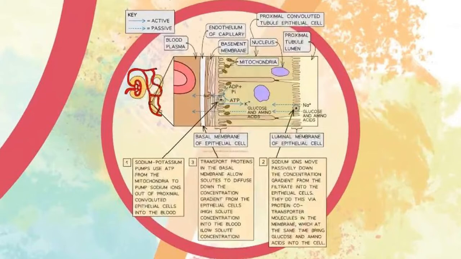The basal membranes of the proximal convoluted tubule epithelial cells are the sections of the cell membrane that are closest to the blood capillaries, so they're right next to each other. And the sodium-potassium pumps that I just mentioned in these basal membranes move sodium ions out of the epithelial cells and into the blood where they're carried away. So they're carried away by the blood flow.